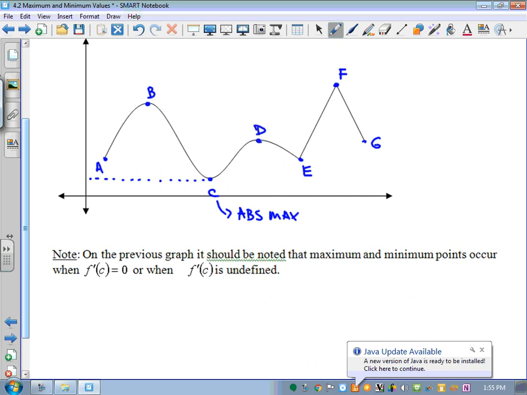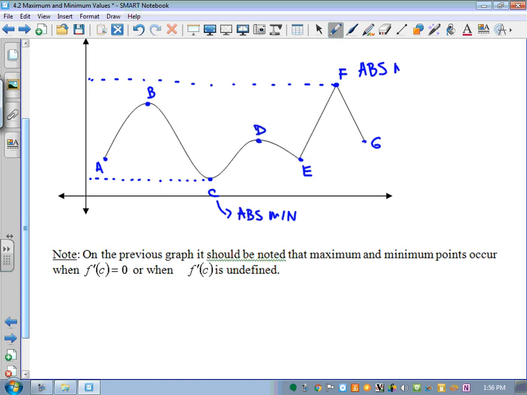Similar to that, if I look at point F and draw a dotted line, we can see that the function evaluated at F is larger than any other point. Oh, the problem with making a mistake is it's obvious when you videotape it. C is the absolute minimum, the lowest point. And then up here at F, we have an absolute maximum, the highest point.